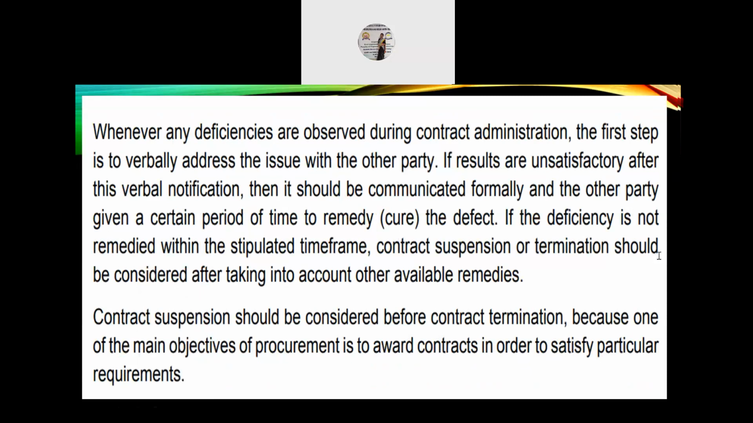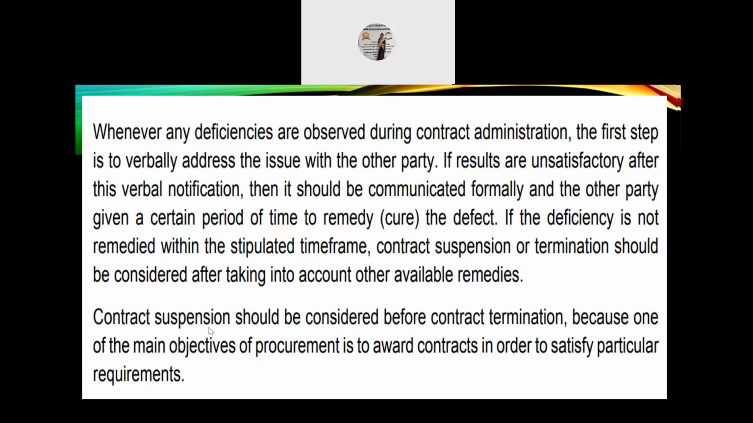So, whenever any deficiencies are observed during contract administration, the first step is to verbally address the issue with the other party. If results are unsatisfactory after this verbal notification, then it should be communicated formally and the other party given a certain period of time to cure or remedy the defect. If the deficiency is not remedied within the stipulated time frame, contract suspension or termination should be considered after taking into account other available remedies.